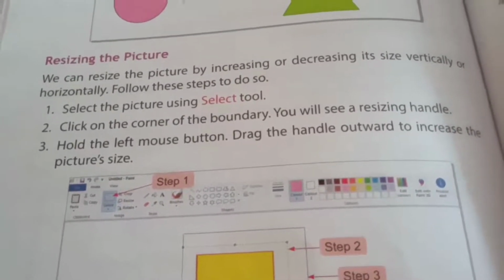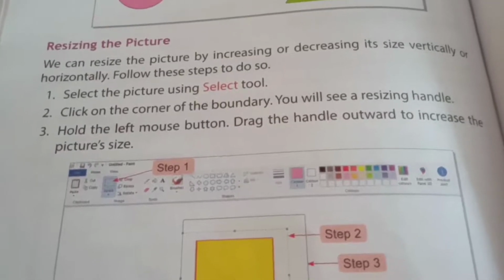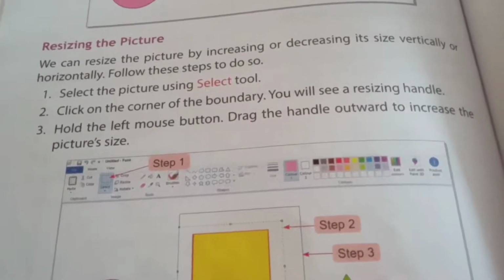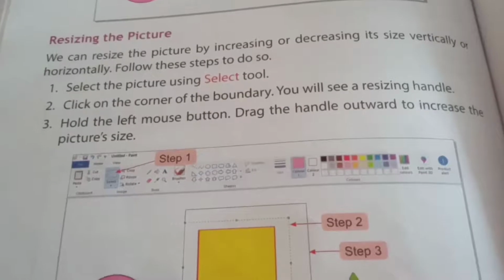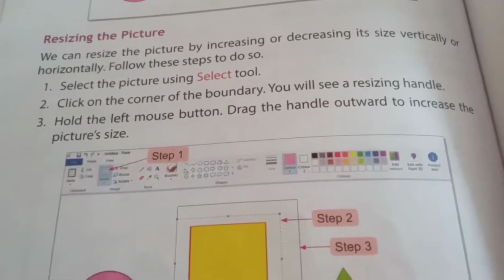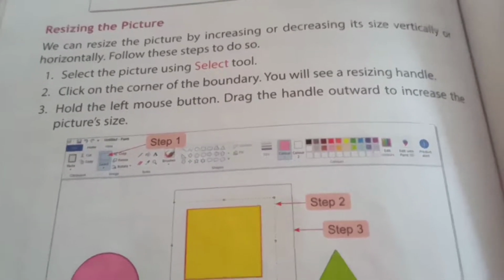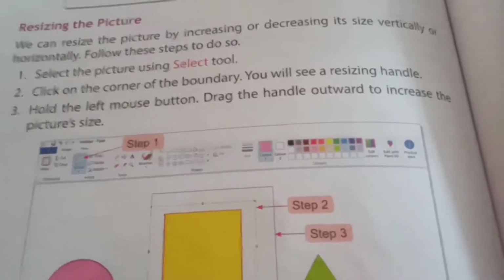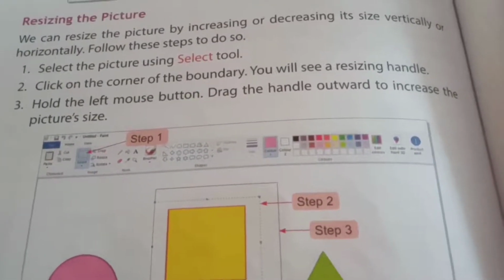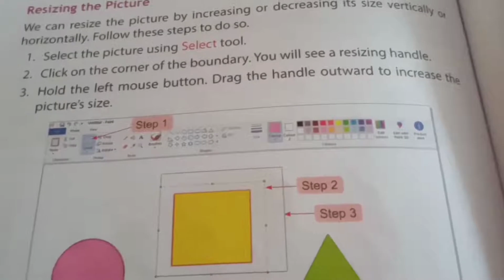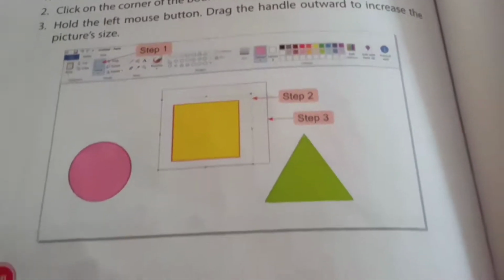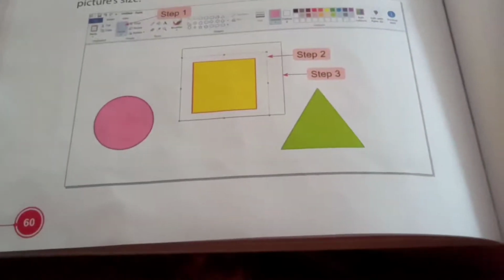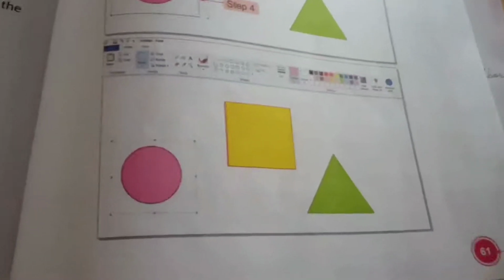Number 1, select the picture using the Select tool. Number 2, click on the corner of the boundary. You will see a resizing handle. Number 3, hold the left mouse button. Drag the handle outward to increase the picture's size. Steps number 1, 2 and 3. So, go to the next page, page number 61.